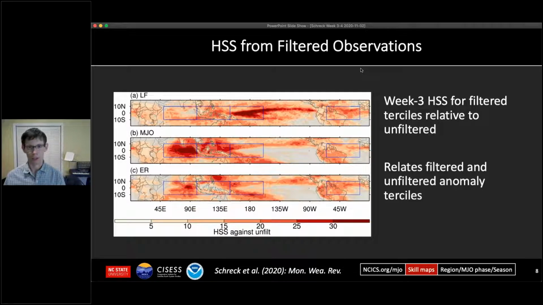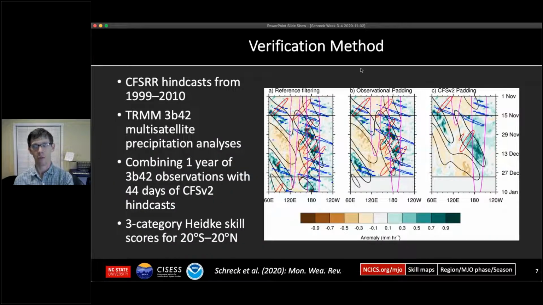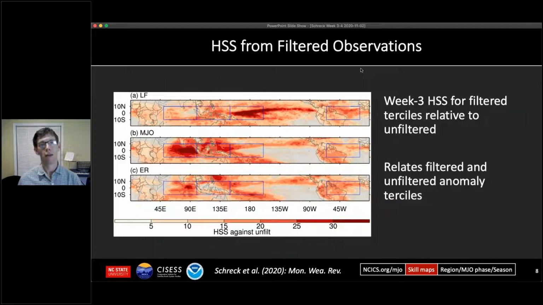And so this, to start off with, is essentially the Heidke skill score from the middle column. So this is if the model forecast were replaced with the TRMM 3B42 data to just see what's the effect of the filtering on getting an accurate forecast. And this was a little surprising and interesting to me, that there's quite a bit of difference between the different filters on where and when they're going to be most skillful.